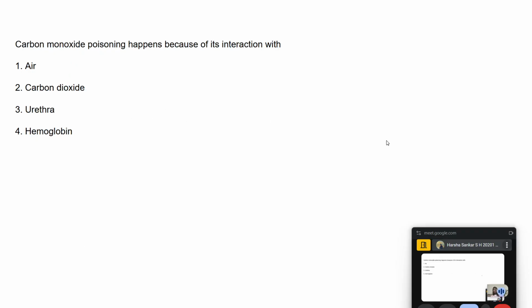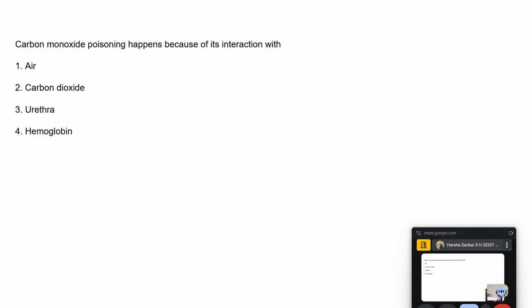Okay. Carbon monoxide poisoning happens because of its interaction with dash. Option 1 air, option 2 carbon dioxide, option 3 urethra, option 4 hemoglobin. Carbon monoxide poisoning is a very dangerous one because dash has extra affinity for carbon monoxide, even more than oxygen. So if it is present, it highly binds with that particular thing, and that's why a person can easily die if carbon monoxide poisoning occurs.